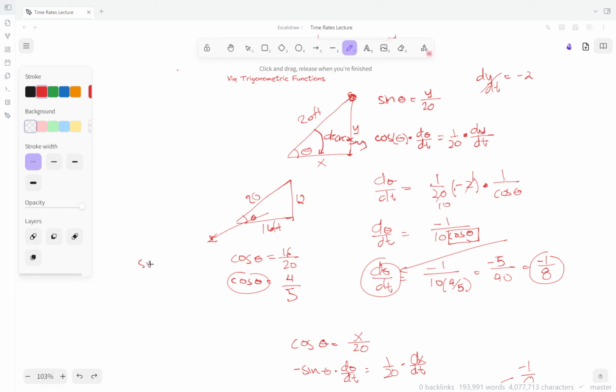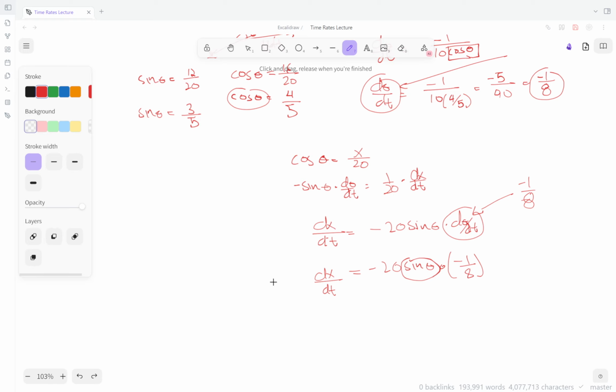So if we want to find sine of theta, that's the opposite over the hypotenuse. Therefore, sine of theta is, well, you can divide this by 4. This becomes 3 and this becomes 5. So now dx dt equals negative 20 times 3 over 5 times negative 1 over 8. Negative 20 times 3 times negative 1 is positive 60, and 5 times 8 is 40.